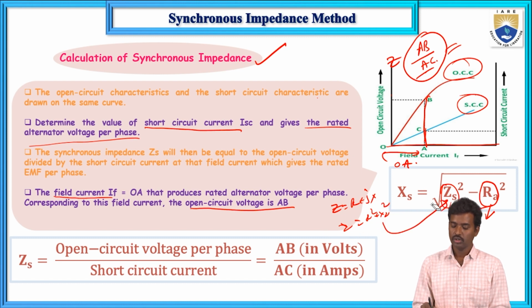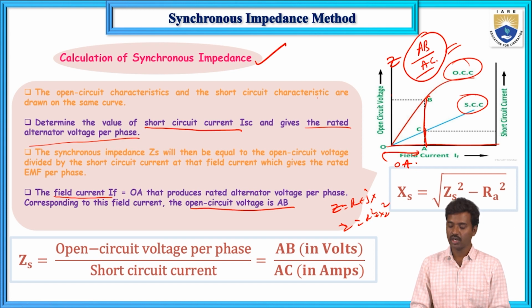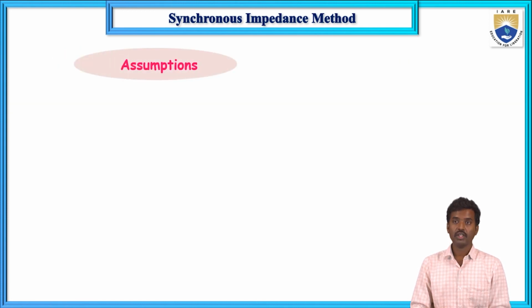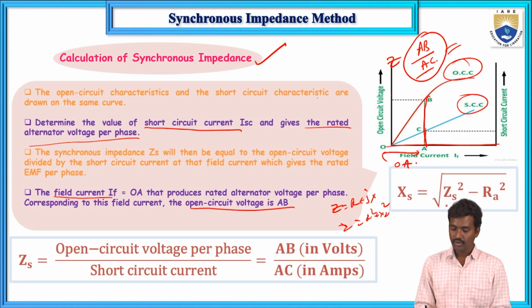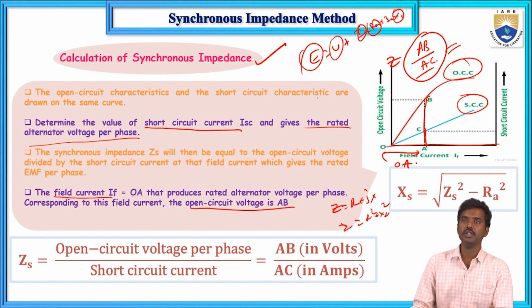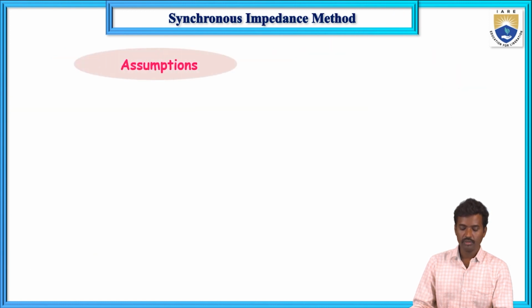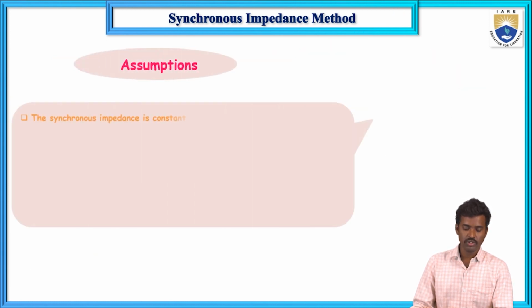So the formula is X equals square root of Z square minus R square. Now, if you know the Z value and the X value, then you can easily determine the voltage. E equals V plus IA RA plus IA XS. RA we know, IA we know, and XS and the voltage, so E minus V we can calculate from this. Then what are the assumptions? These are the assumptions.